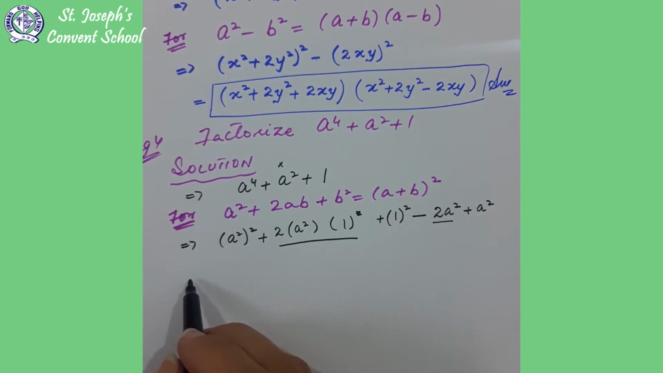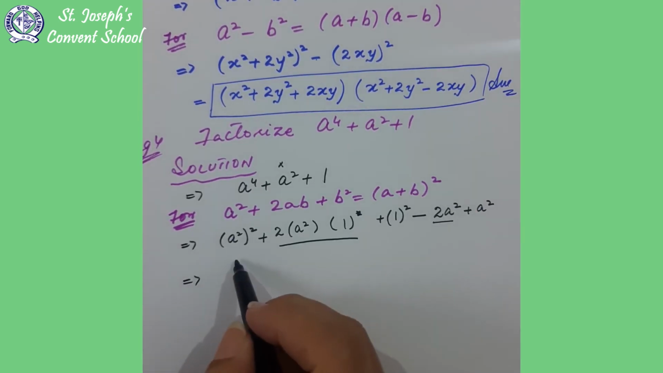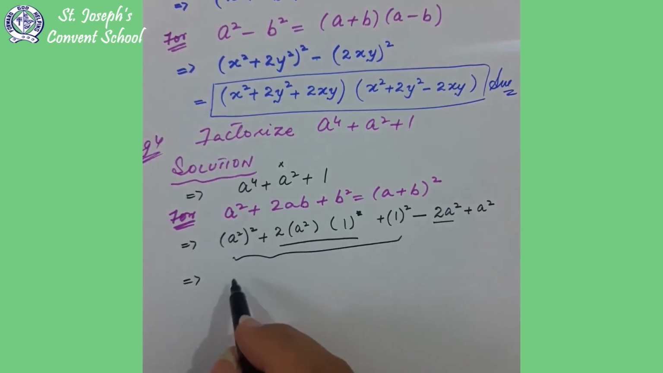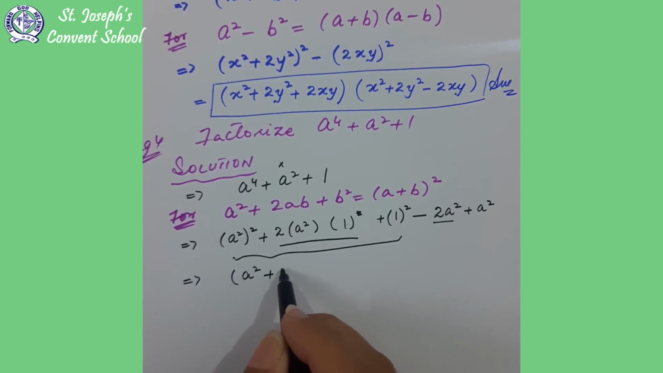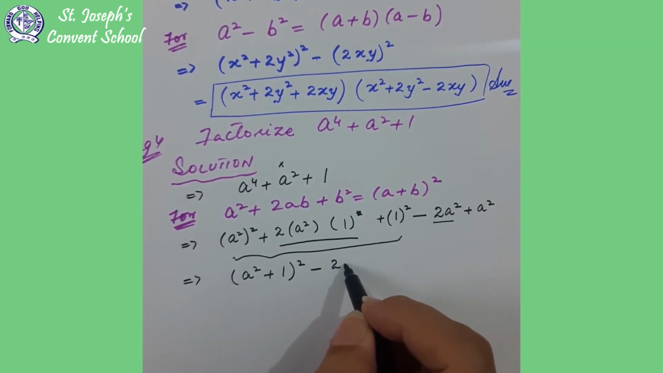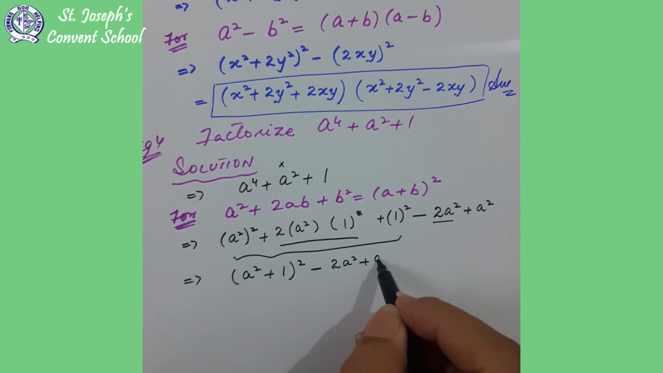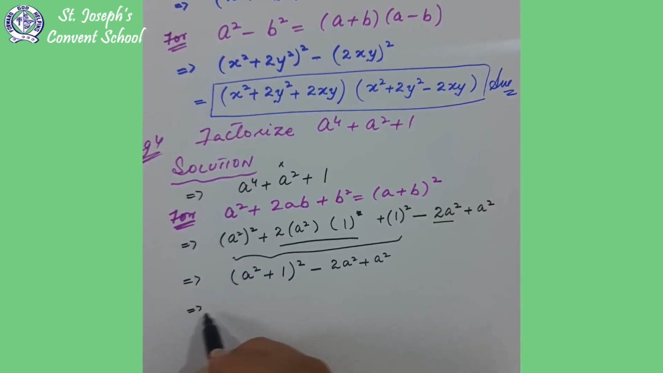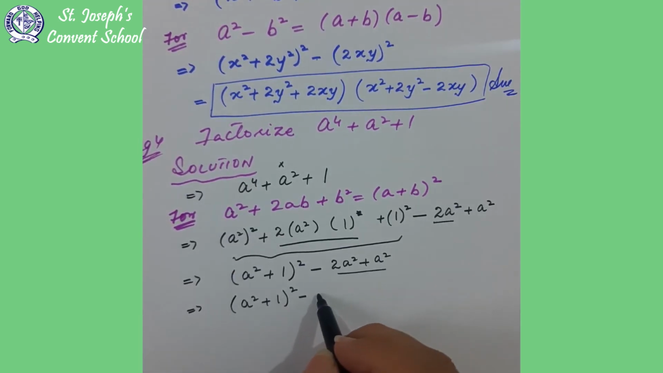Now what we are going to do, according to the formula, this whole is equal to a plus b the whole square. So a plus b the whole square, and minus these two terms, 2a square plus a square. So you will subtract the terms. This a square plus 1 the whole square, minus, subtract these two terms, you will get minus a square. Now the first step is finished.